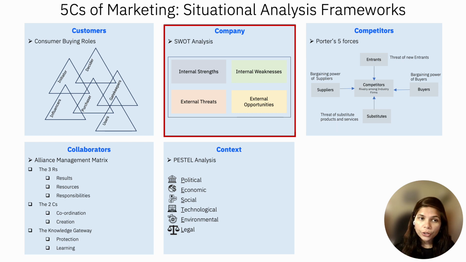And then there was a video covering the first C of marketing, which is customers. Today's video is about uncovering the company, which is the second C of the five C's of marketing. Under company, the framework we use is SWOT analysis. SWOT stands for strengths, weaknesses, threats, and opportunities. So let's look into it with an example.